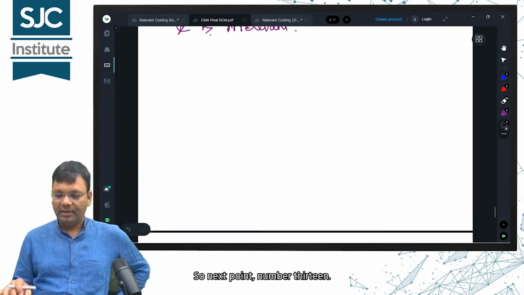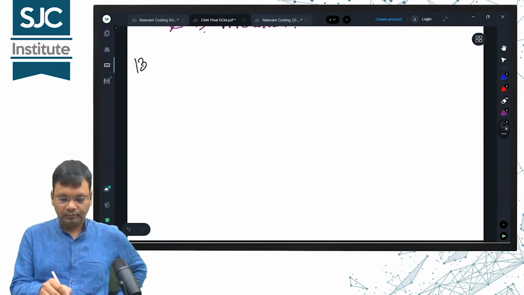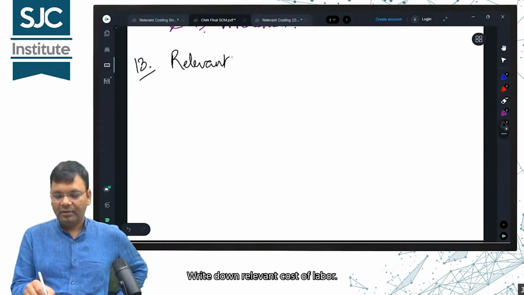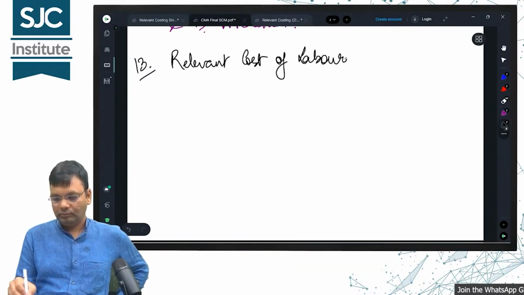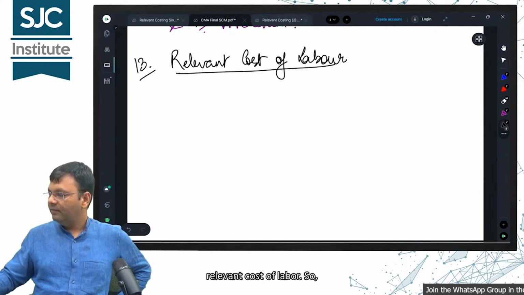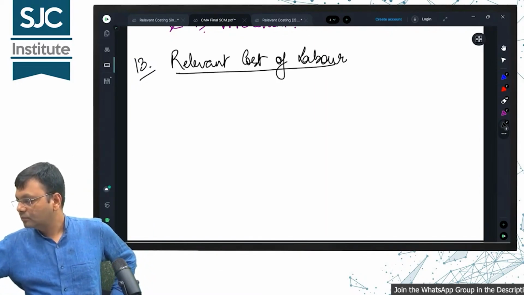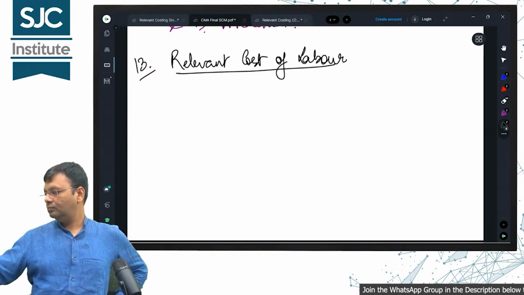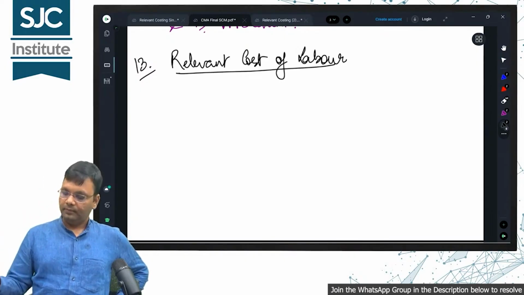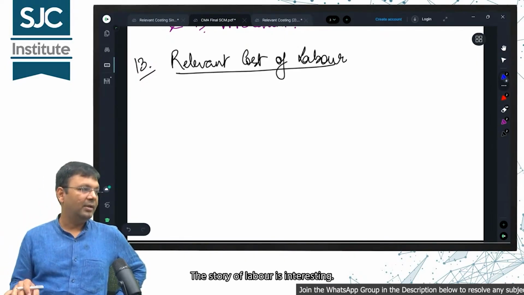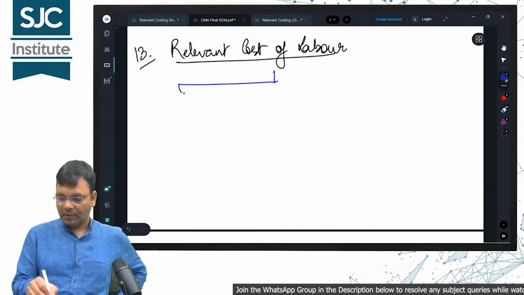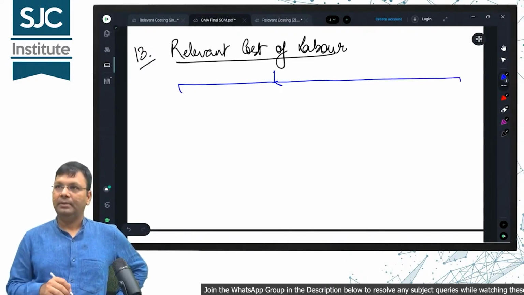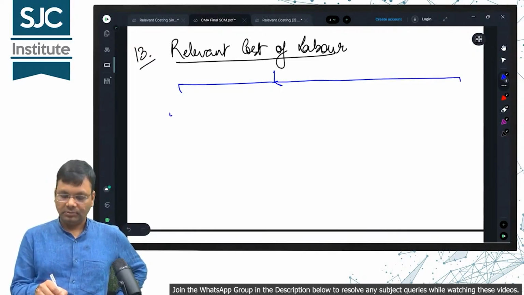So next point, number 13. Write down relevant cost of labor. Relevant cost of labor. So the story of labor is interesting. It's of two types. First is direct labor.